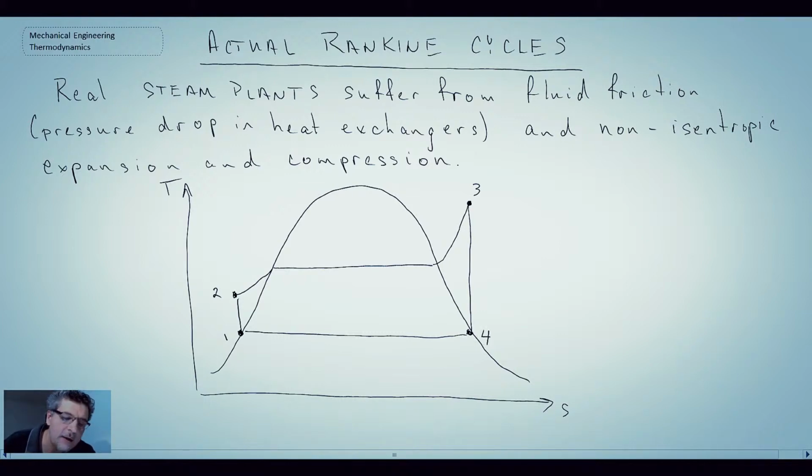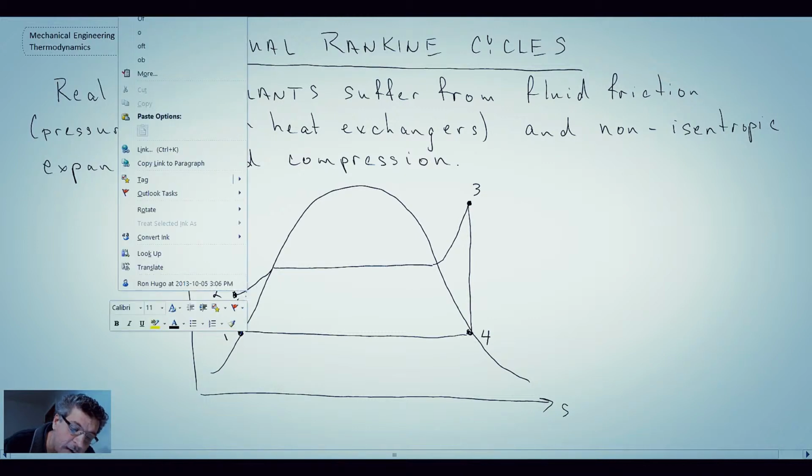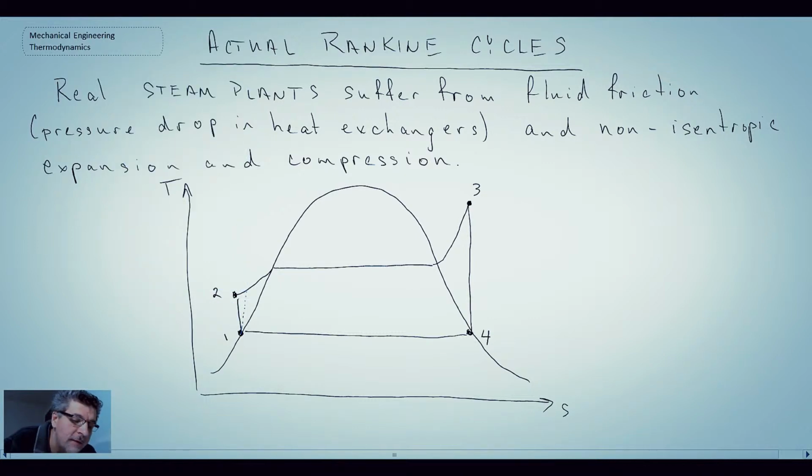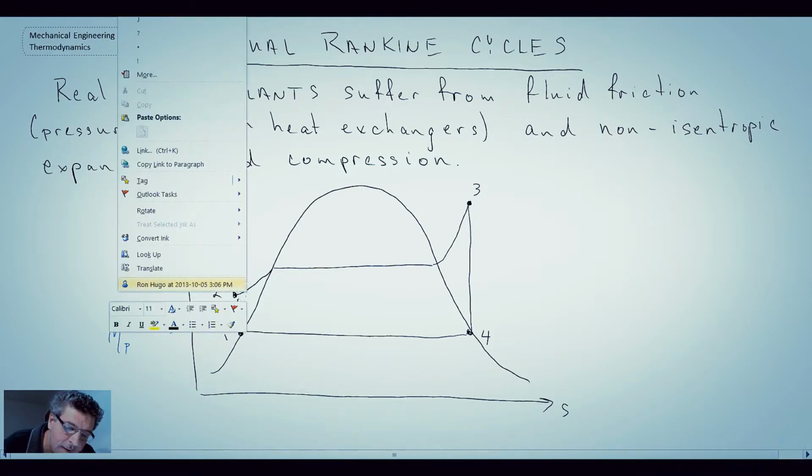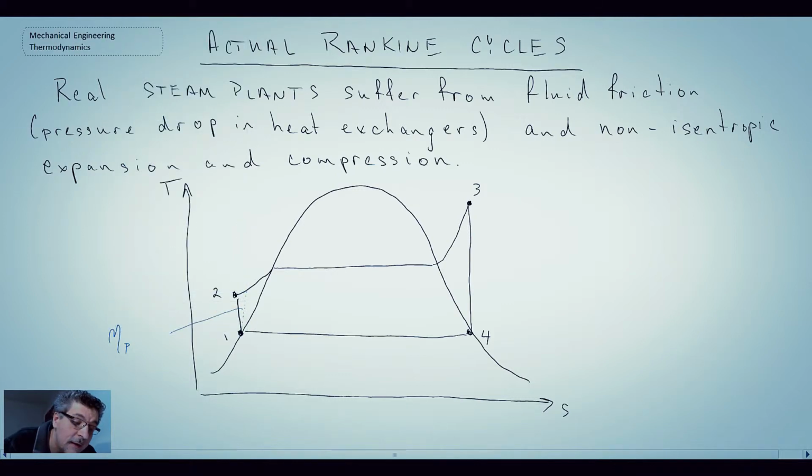Now, in reality, we're not going to follow this cycle exactly the way that we have shown. In reality, we have inefficiencies during the compression process. And if you recall, we quantified that with the adiabatic efficiencies. So we have eta P for the pump that we can prescribe, and then we would get into a 2 actual state.